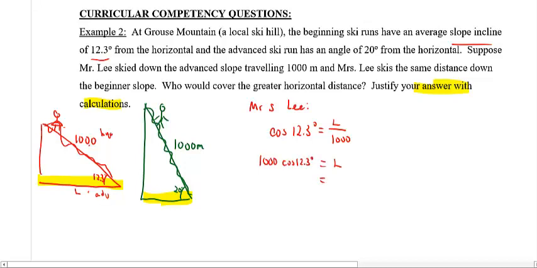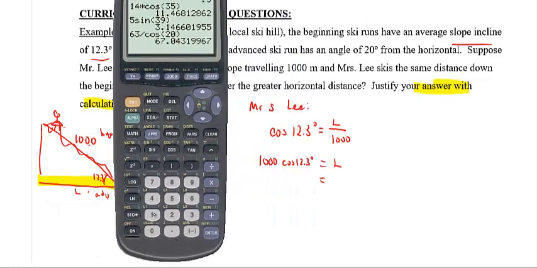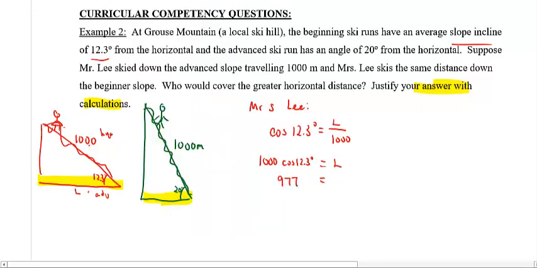And what is that equal to? Calculator time. Lots of calculator use in this unit. 977. Okay. 977 meters. That's the horizontal distance she traveled. How about Mr. Lee? Hopefully you can set this up yourself, so I'm going to be quiet now. You try this.